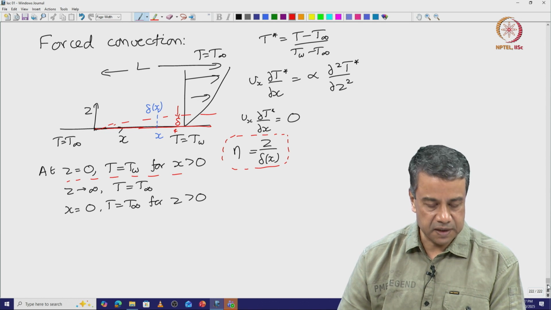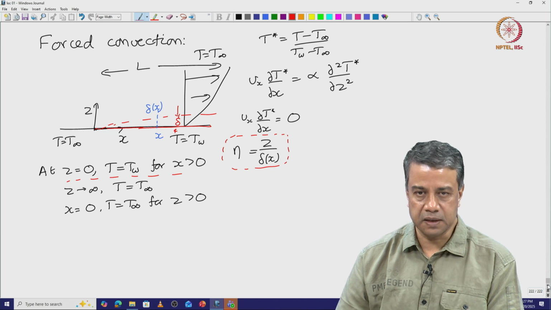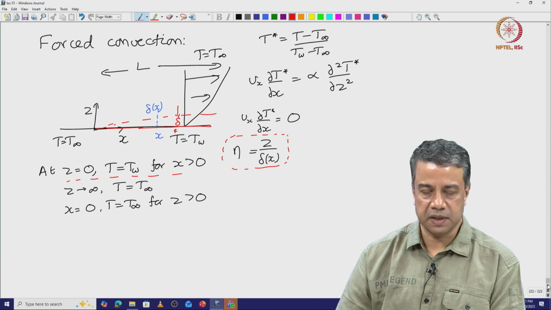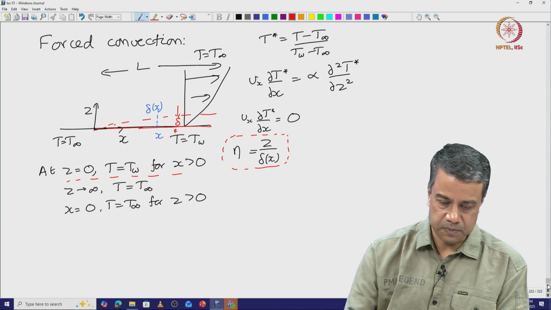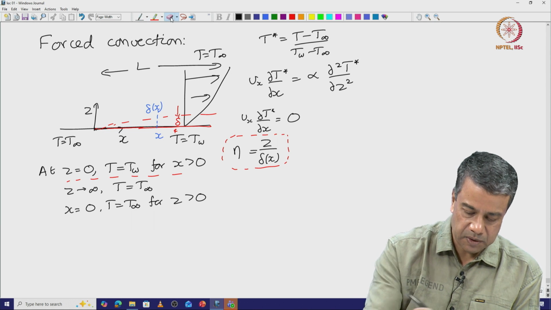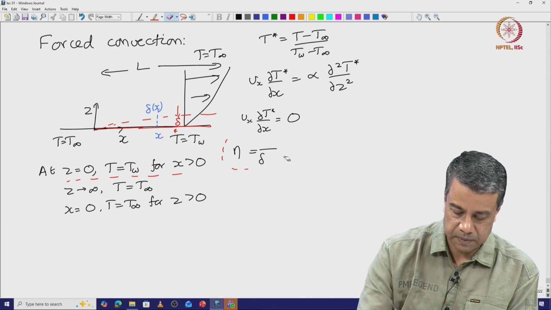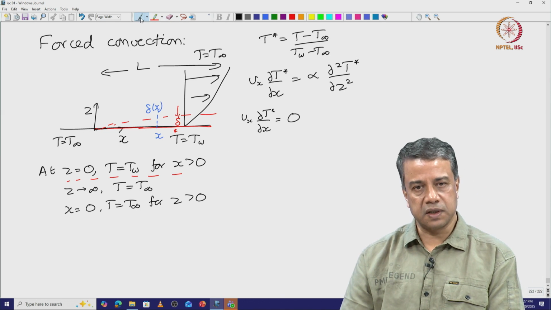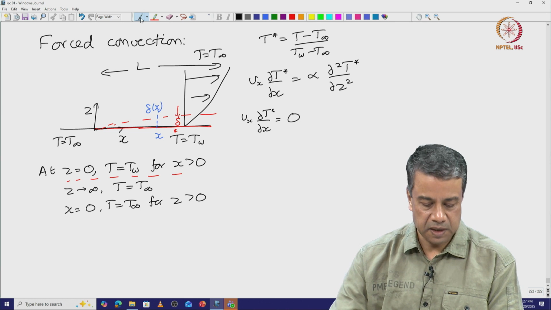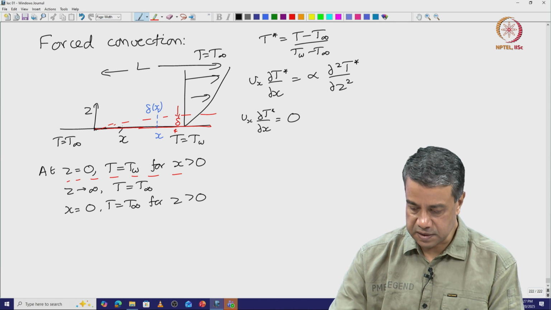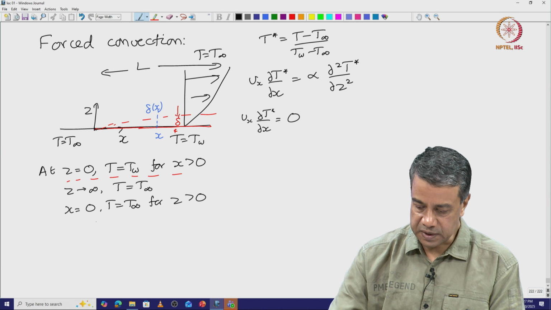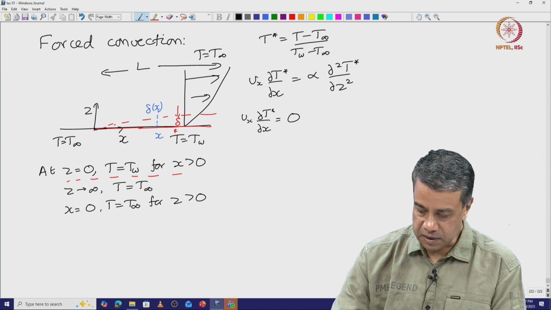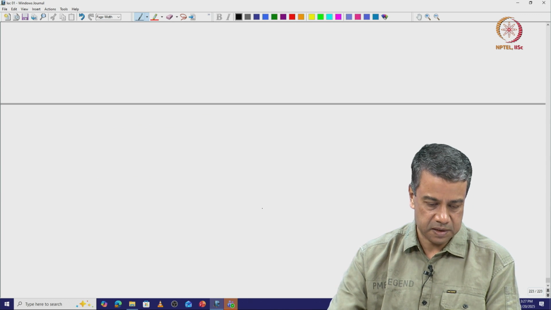Now, once we have defined the similarity variable, we have to express the equation and the boundary conditions entirely in terms of this similarity variable. The similarity transform is valid only if both the equations and the boundary conditions can be expressed in terms of this similarity variable.